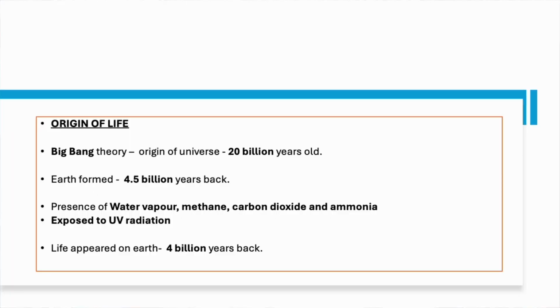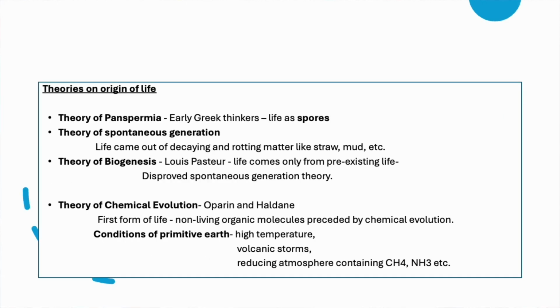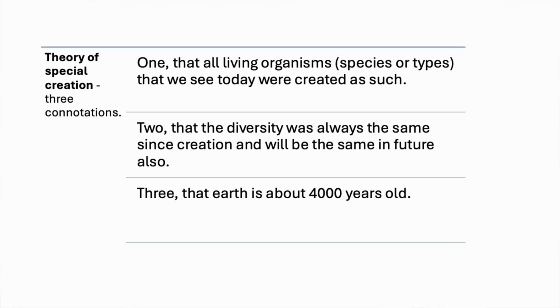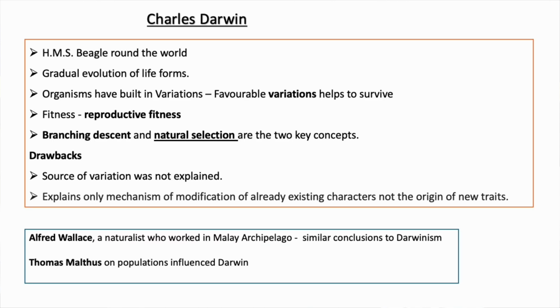It starts with the different theories like Big Bang theory, then different theories about the origin of life. Learn all these theories and the condition of primitive Earth. Then on screen you can see Urey-Miller experiment. The different labelings of this diagram is important. This had been asked as MCQ also. Learn the theory of special creation and the three connotations.